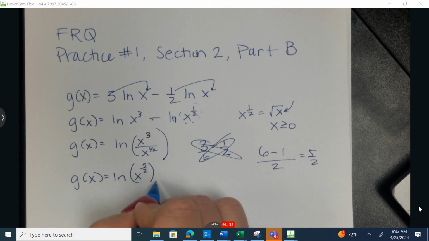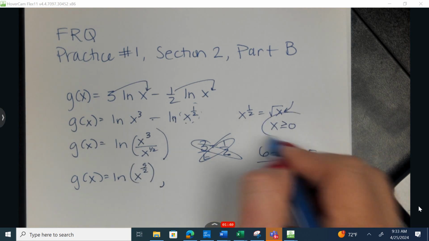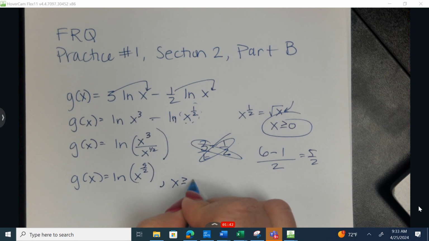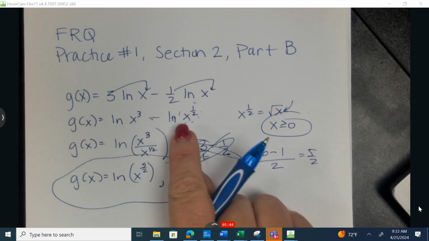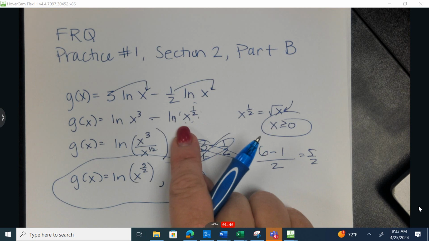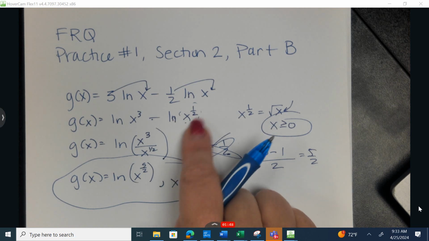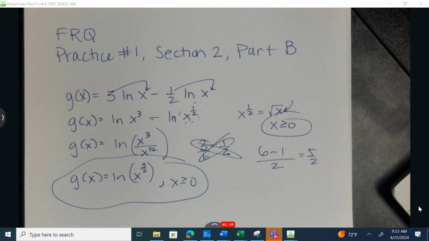But what I do need to add to this is that x values have to be greater than or equal to 0. Why is that? Again, we can't have a negative value going into a square root function and producing some type of real answer. Let's go ahead and look at the second part.